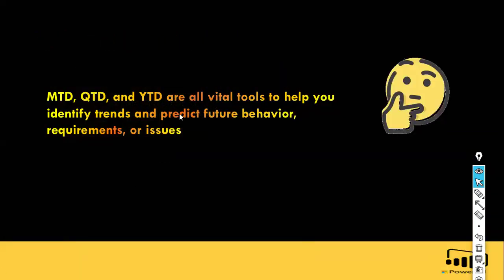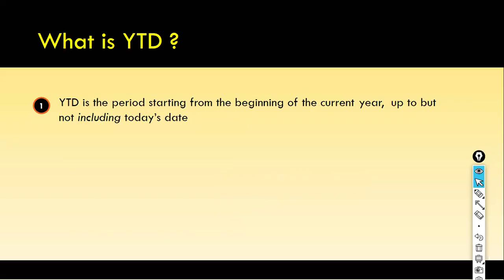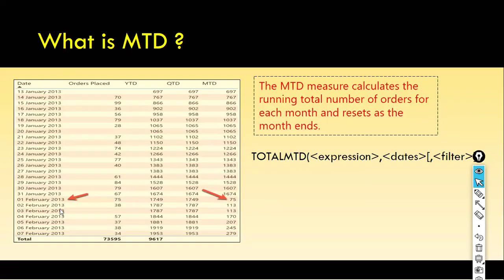So these tools, month to date, QTD, and year to date, are all vital tools to help you identify trends and predict future behavior, requirements or issues. See, like I told you yesterday in the last session, if you see all the values from 31st January, it adds the previous accumulated value, right? 1607 plus 67 is your 1674. That is how it does it.